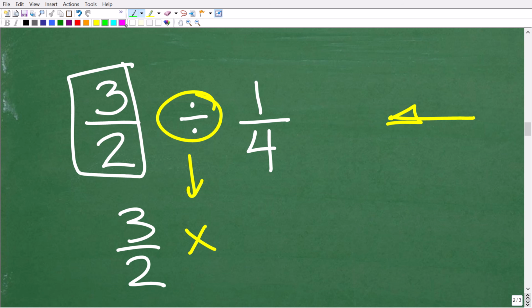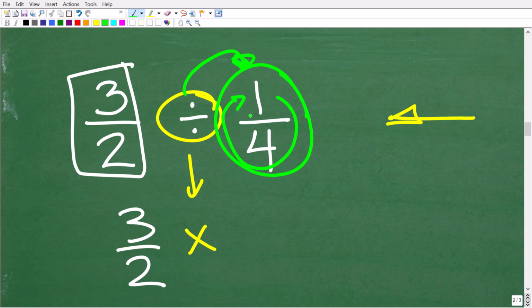Well, the key to dividing fractions is to flip the fraction to the right of the division symbol. It's always the fraction to the right. Okay, so again, the fraction to the left of the division symbol, we're going to keep the same. So in this case, it's 3/2, but the fraction to the right of the division symbol, we're going to flip upside down. And this is called the reciprocal. So here we have 1/4. So we're going to flip this fraction upside down. So we're going to have 4/1.